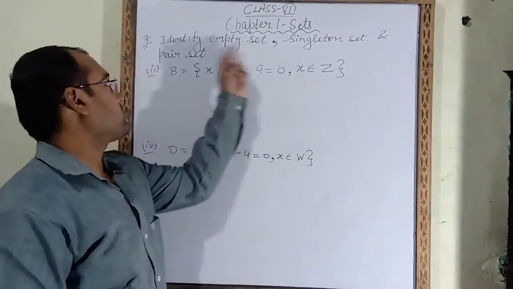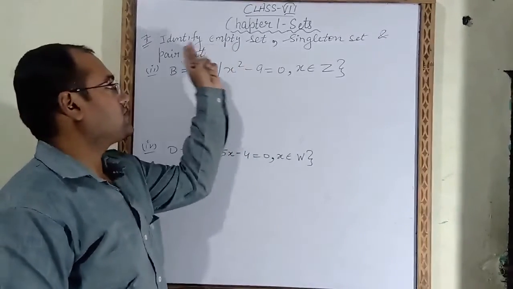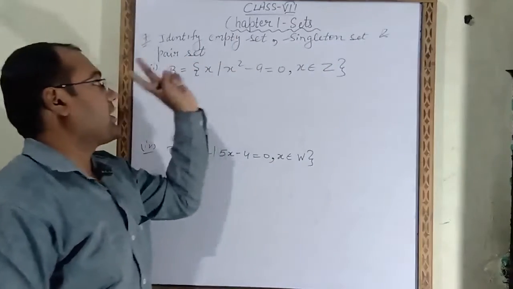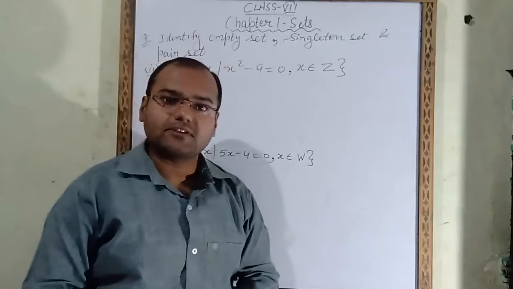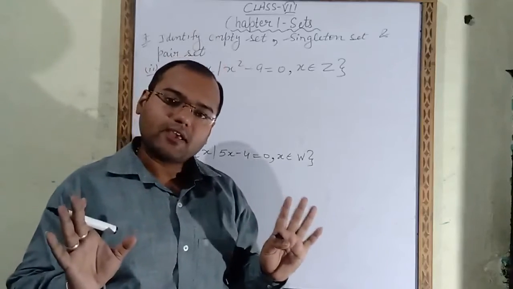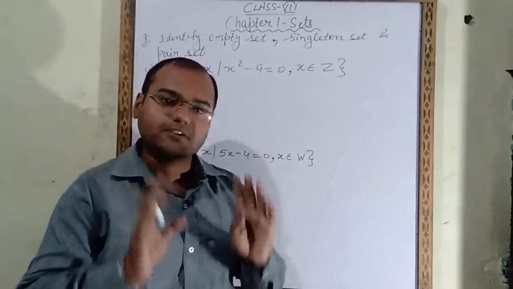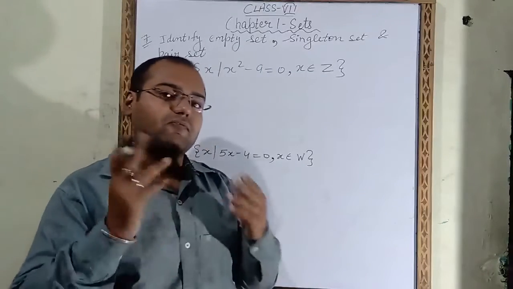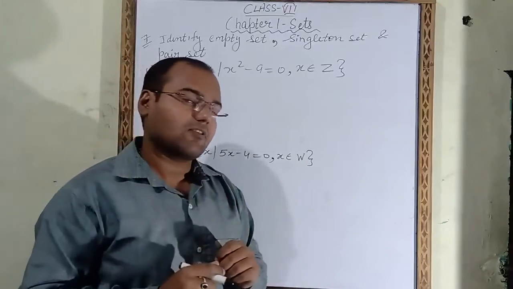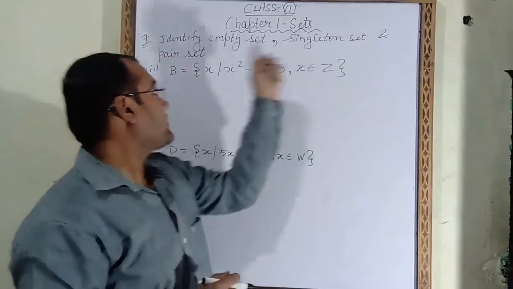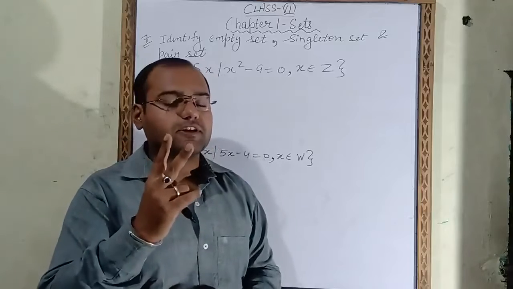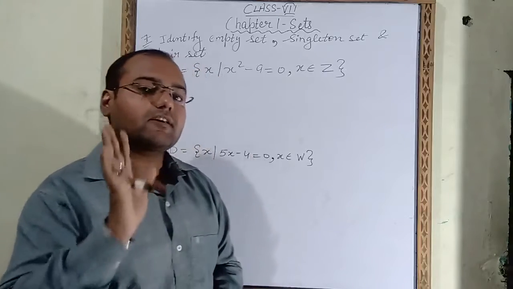Now see question number 7. The question is to identify the empty set, singleton set and pair set. Empty means if no element is there in the set, then that is called an empty set. Singleton set: single means one. So if one element is there in the set, then that is called a singleton set. And third is the pair set. Pair set means if two elements are there in the set, then we call it a pair set.